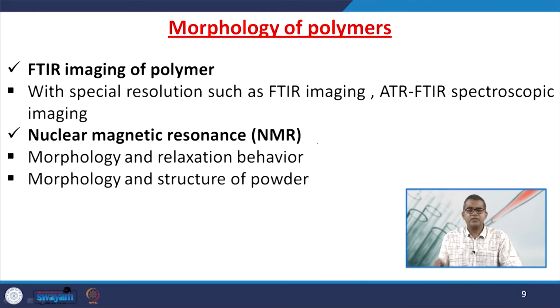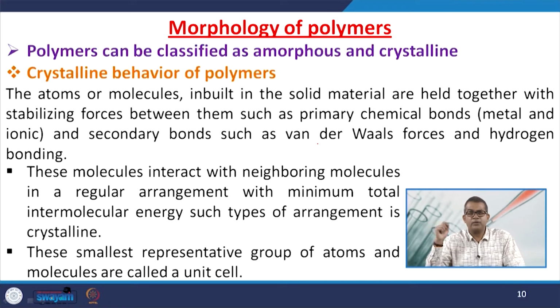FTIR: in the previous lectures we discussed the functionality of the polymeric system or polymers. So FTIR, Fourier transform infrared spectroscopy, plays a vital role in this aspect, with spatial resolution as FTIR imaging, ATR-FTIR, etc. NMR usually decides the morphological and relaxation behavior of your polymeric chain, and the morphological and structural aspects of your powder. Now, just go back to the morphological study of polymeric systems.